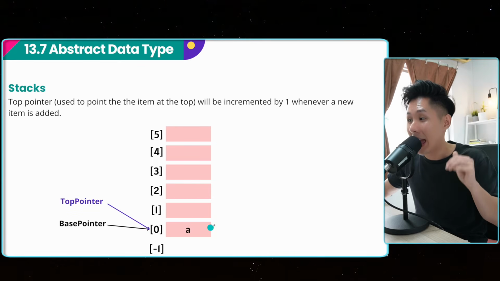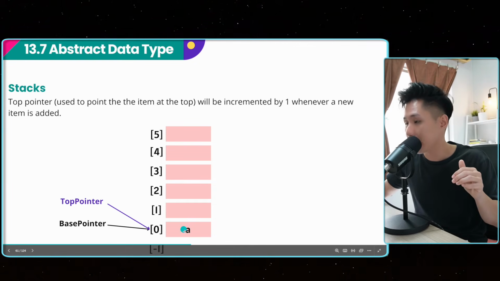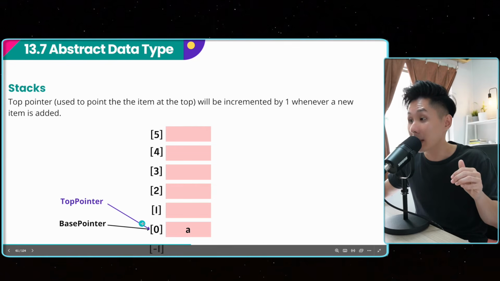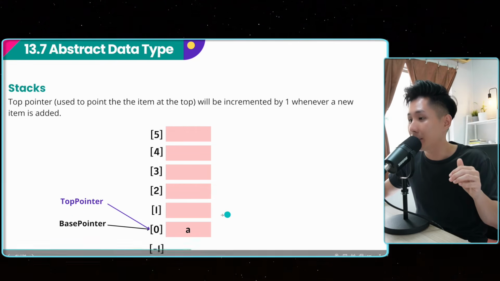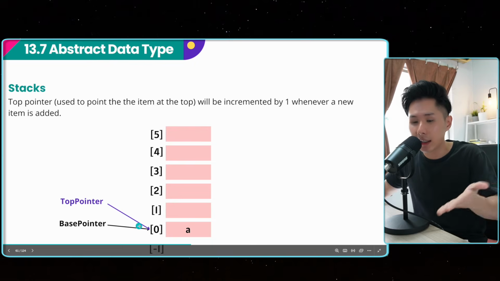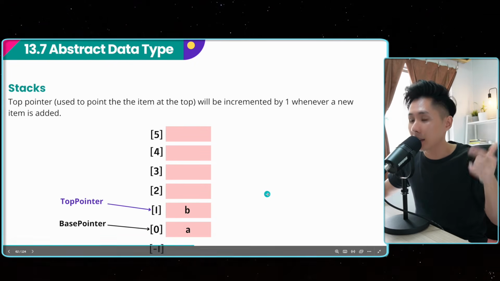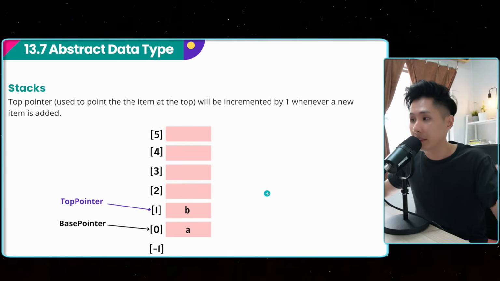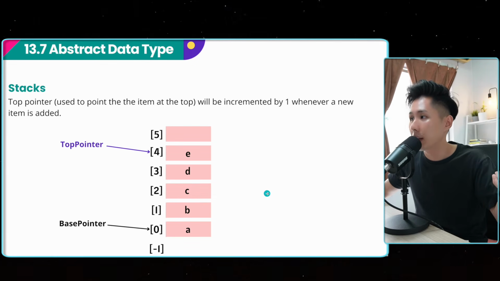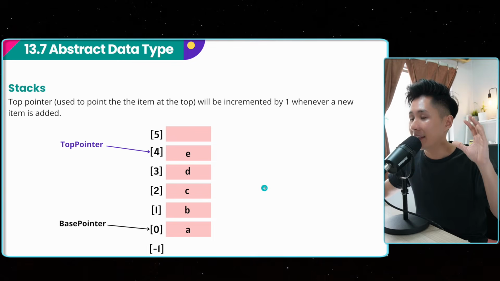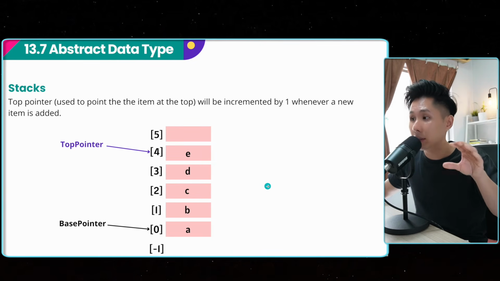So let's say when I add the value A into my stack, the top pointer will be incremented by 1. And the base pointer will not move because that's the base of the stack. And every time I add an item, the top pointer will move one step forward. Move, move, move. And that's when you add an item to the stack.